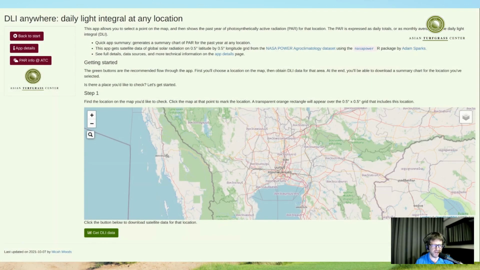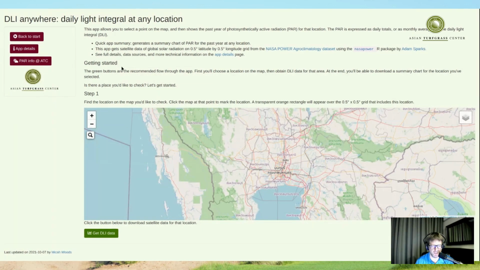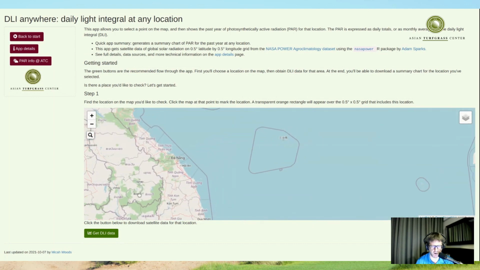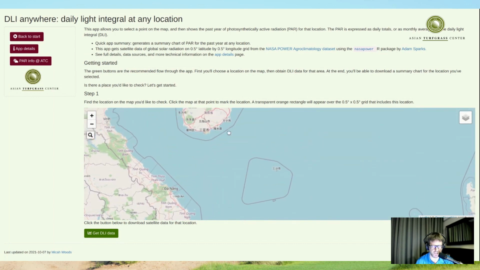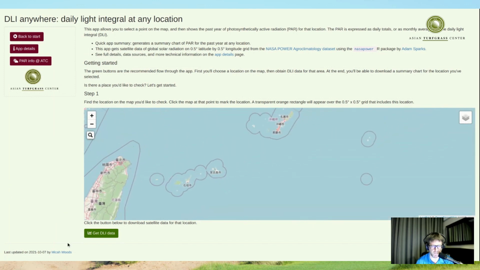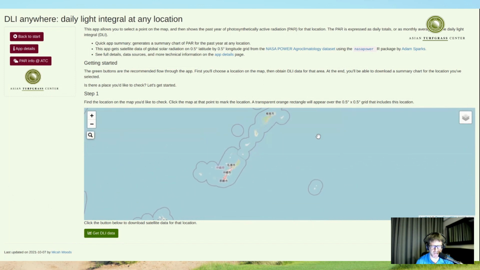So now we've got a DLI Anywhere app. Some of you will have used it before. This one lets you find the daily light integral at any location, and it's using satellite data for anywhere in the world. So where should I go? Let's go to Tokyo, just because that was the place that I started talking about. And by now, June 14th is probably on that map. It's in the satellite data.